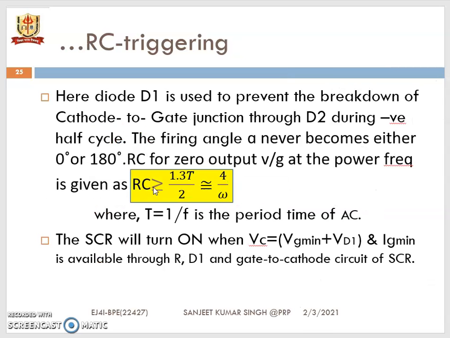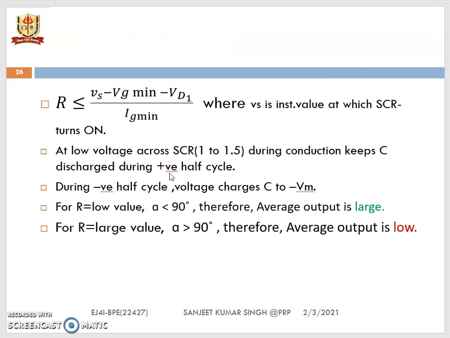So here RC required is greater than or equal to 1.3 T by 2, that is equal to 4 by omega, where T is the time period of the AC cycle. The SCR will turn on when Vc is equal to Vg min plus Vd1, that we discussed, and Ig min is available through resistor R, diode D1 and the gate to cathode circuit of the SCR. The resistor value should be less than or equal to Vs minus Vg min minus Vd1 by Ig min, where Vs is the instantaneous value at which the SCR turns on.